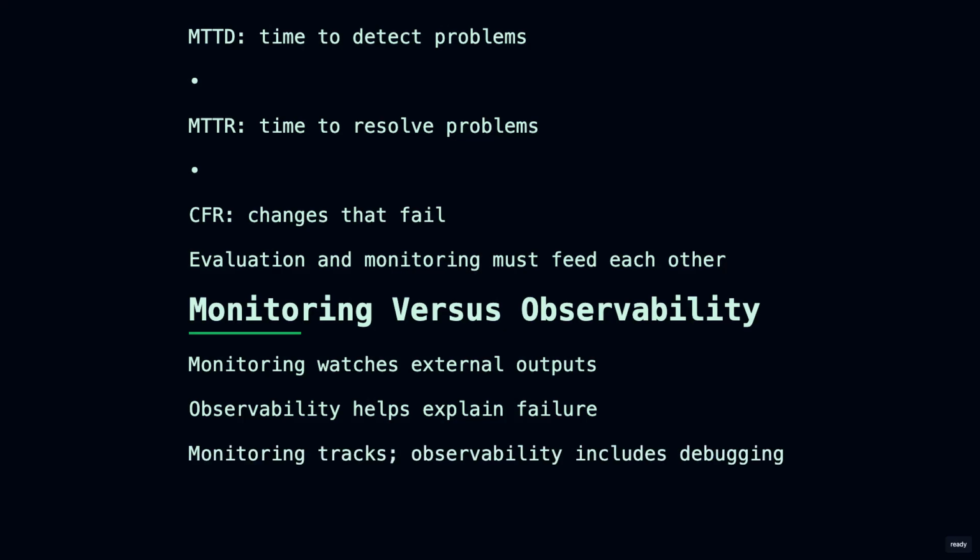Here, I'll use the words in a practical way. Monitoring means collecting system information, while observability means the full loop of instrumenting, tracking, and investigating what the system is doing.